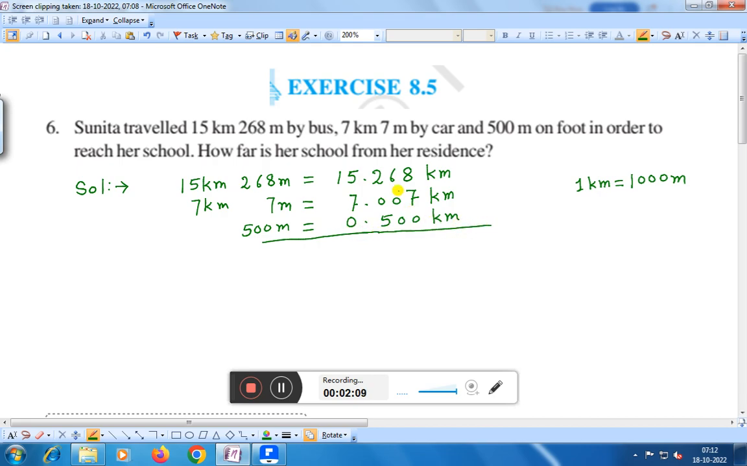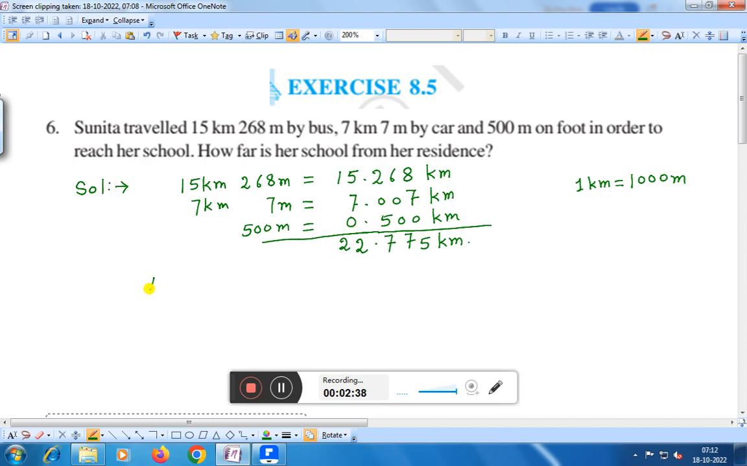If we add all the numbers, what are you getting? 8 plus 7 is 15, 5, carry 1, 6 plus 1 is 7, 5 plus 2 is 7, 7 plus 5 is 12, 2 carry 1, 1 plus 1 is 2, 22.775 kilometer, right? That means you have to change the numbers into the same unit to add the numbers, right? How far is her school from her residence?